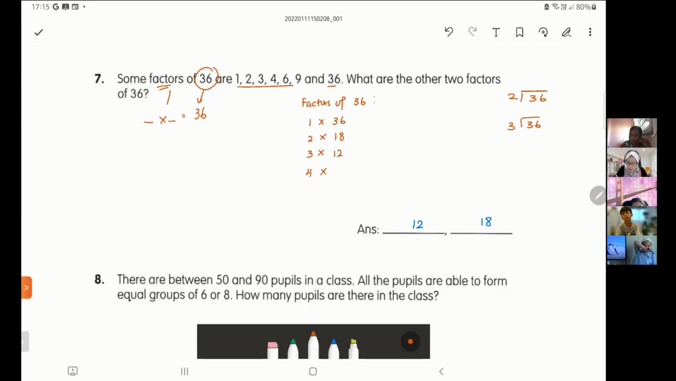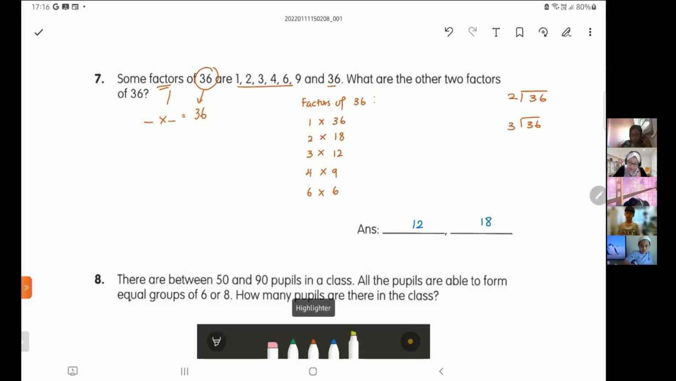Then 4 times 9. Okay, and then 5 don't have. About 6, I think have 6 times 6, right? Anything else that we missed out? 7 times something? No, don't have. 8 times something? Don't have also. Time tables 8, no 36. Okay, so we stop there.